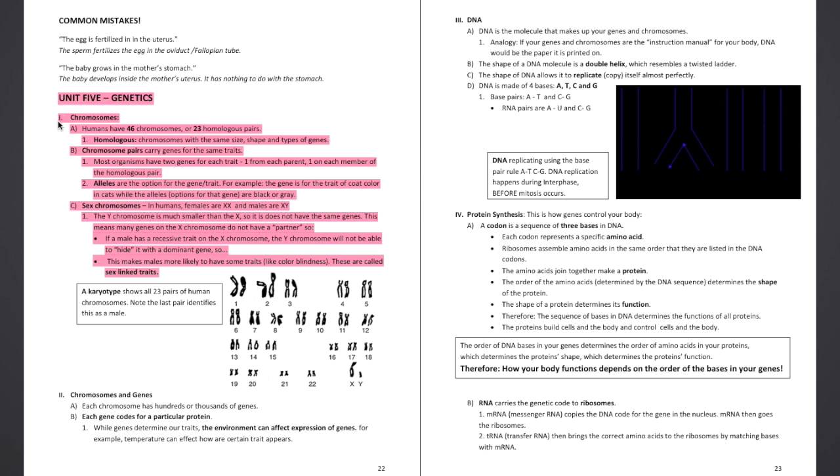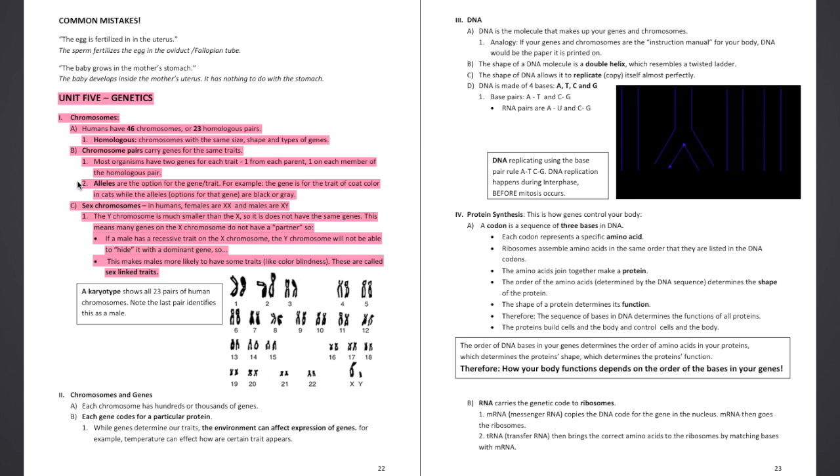Genetics. 1. Chromosomes. A. Humans have 46 chromosomes, or 23 homologous pairs. 1. Homologous. Chromosomes with the same size, shape, and types of genes. B. Chromosome pairs carry genes for the same traits. 1. Most organisms have 2 genes for each trait, 1 from each parent, 1 on each member of the homologous pair.